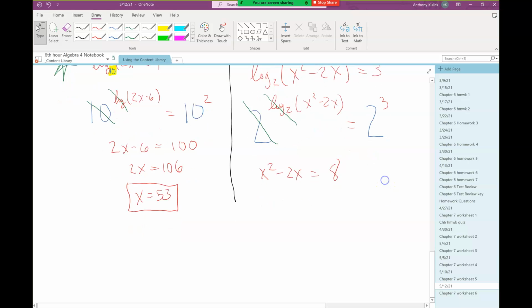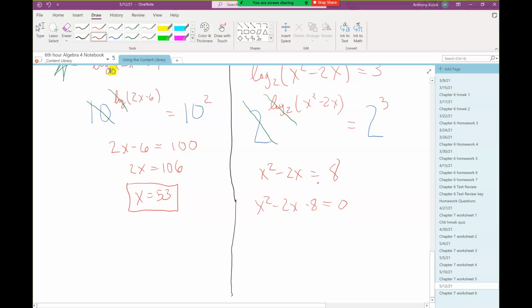Just finish off the x's. Well, not exactly, because this is a quadratic equation. So to solve a quadratic, first thing is it needs to equal 0. You are correct. So we'll subtract the 8 over.